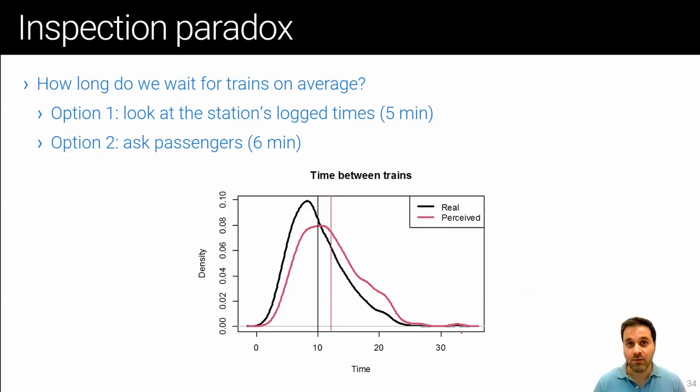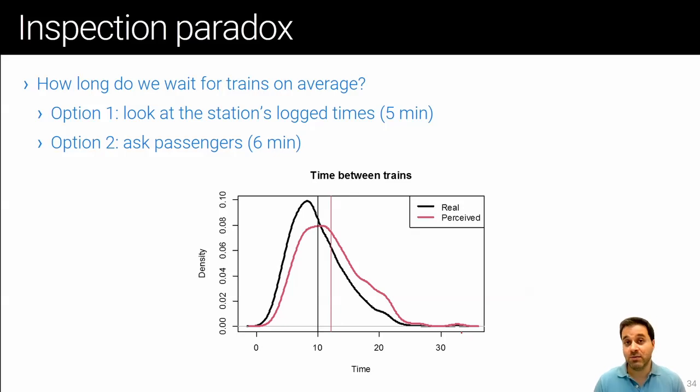And the second paradox I want to tell you about is the inspection paradox. We can best illustrate with an example. Let's say you're interested in how long people wait for the train. And we have two options here. We could just go to the logs of the station and see what was the time between trains. I'm sure there are logs of that every day. We could just go there, measure, compute the average. Let's say that it's 5 minutes.